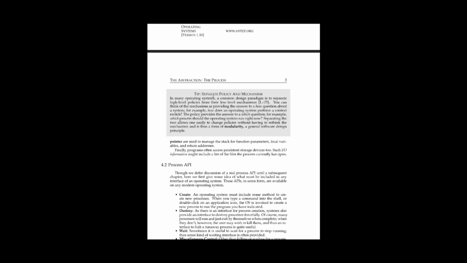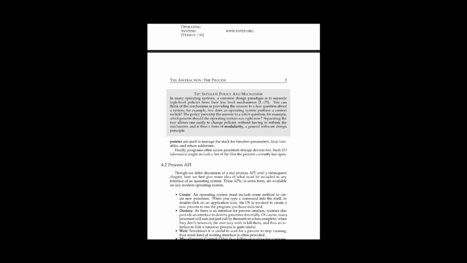Tip: separate policy and mechanism. In many operating systems, a common design paradigm is to separate high-level policies from their low-level mechanisms. You can think of the mechanism as providing the answer to a how question about a system. For example, how does an operating system perform a context switch? The policy provides the answer to a which question. For example, which process should the operating system run right now?